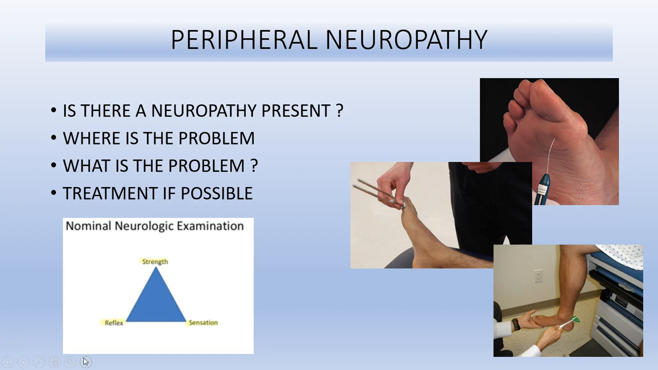Is it in the peripheral nerve? Is it in the leg? Is it in the spine? Is it central? And then lastly, you identify the nature of the problem. So you say, is there a problem? If so, then figure out where the problem is. And then lastly, what is the problem?